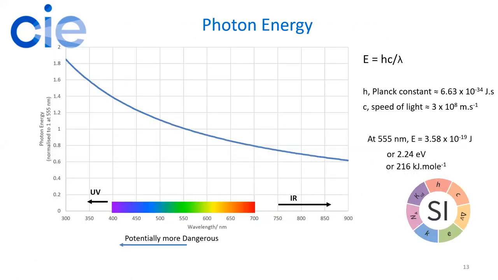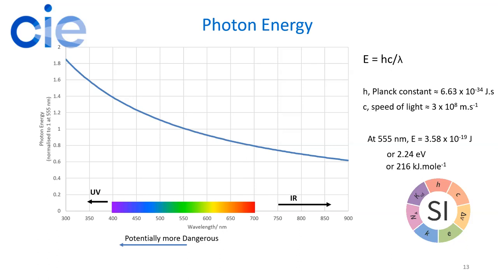In terms of the blue light hazard, why is blue light more of a problem than red light, for example? This is down to the energy of individual photons. If we now treat our light as particles and not waves, then each photon of light has a particular energy from a very simple equation, E equals hc divided by lambda, where the parameters that we input into this, particularly h and c, are now fundamental constants as a result of the agreement last year about the SI units.